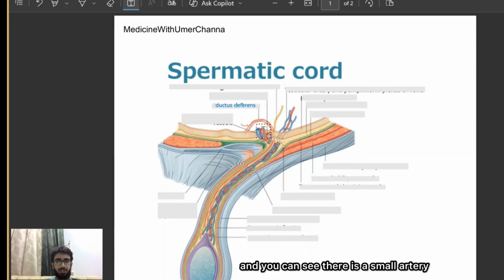and you can see there is a small artery which is within the ductus deferens. We call it the artery to the ductus deferens. Here you can see there's a red artery.